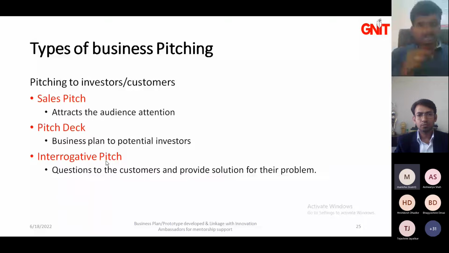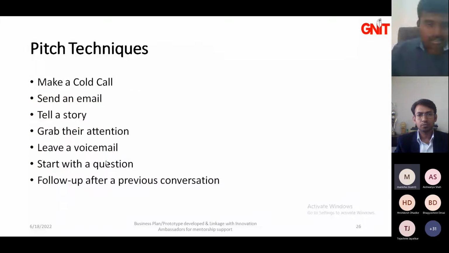Then these are the pitch techniques. Just make a call, random numbers, and get a conversation. Then send an email, and in that email survey, they just reply. Then tell a story. Tell a story to the customer in such a way as to attract them, to grab their attention. Leave a voicemail and start with a question. So this is one of the attractive things.